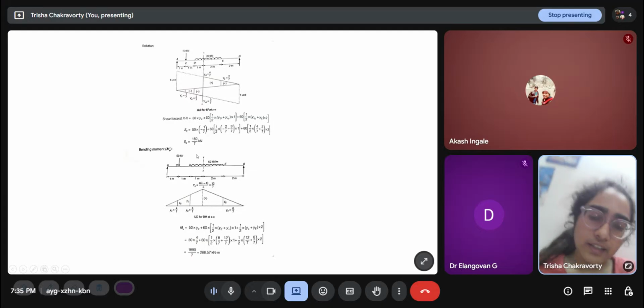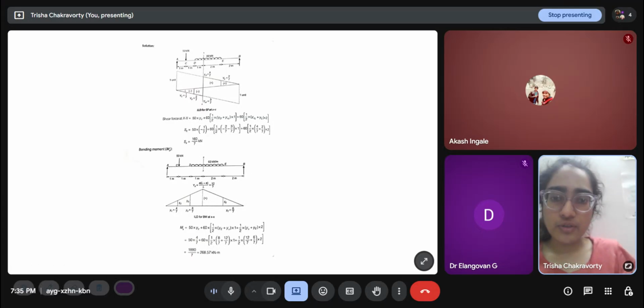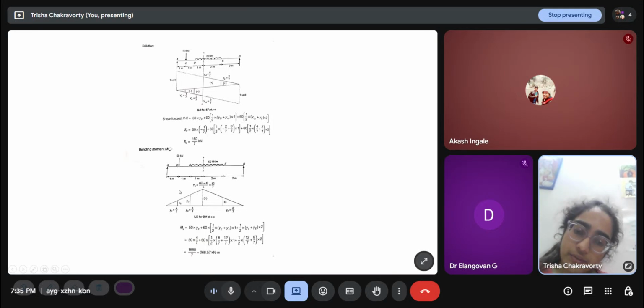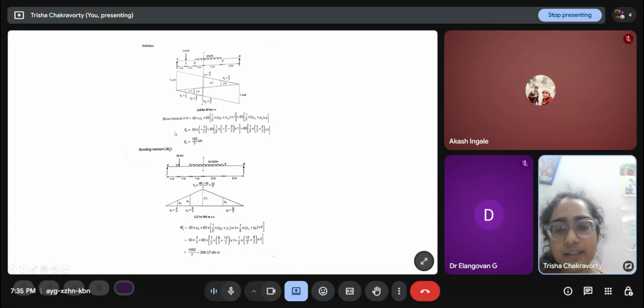So even without drawing the shear force diagram, simply with the simple influence line diagram, we can find out the shear force. Similarly, draw the influence line diagram of the bending moment at xx, and then find out 50 into this length yc plus 60 into this area. Here both of the trapeziums are positive. So in the same way we can get the bending moment value and shear force value at a particular section if we have the ILD of that section.